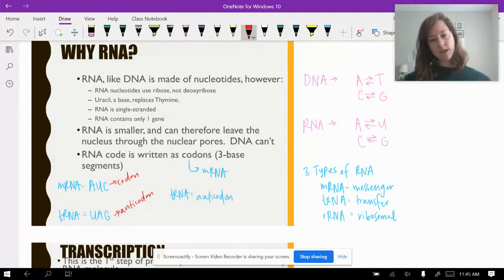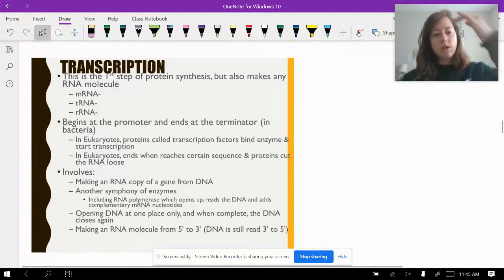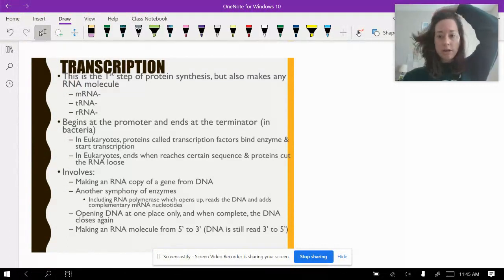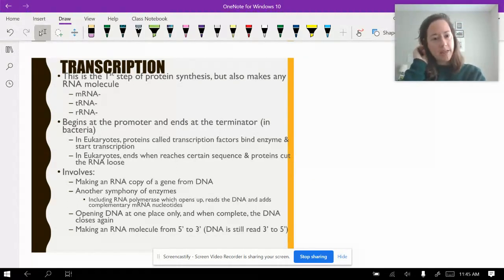Okay, now let's talk about the process of transcription. All right, so you have learned this before in freshman bio, the process of transcription and translation. Together, transcription and translation make up protein synthesis, which is one of the most important things in biology that all living things do. It's actually called the central dogma of biology, transcription and translation together.